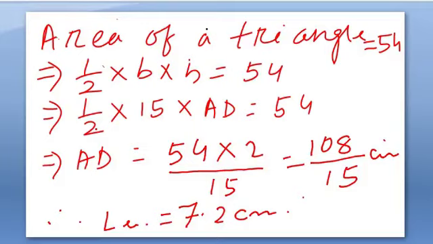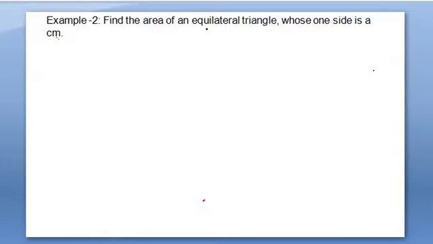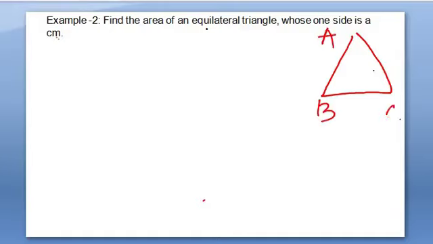Next children, come to the next example. Find the area of an equilateral triangle whose one side equals a centimeter. This is A, B, C. This is an equilateral triangle whose all three sides are equal. This is a, this is also a, this is also a. In this case, I have already told you that the area of an equilateral triangle equals root 3 by 4 a square. How can we do it here? All the three sides are equal, that means a centimeter. So, solution.